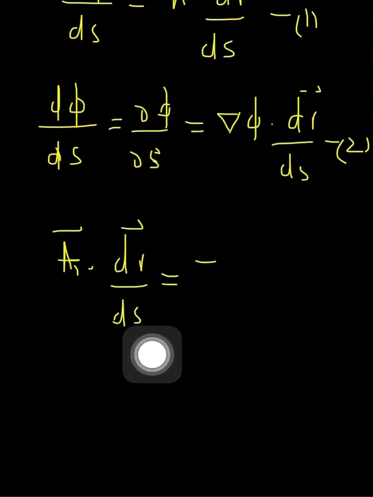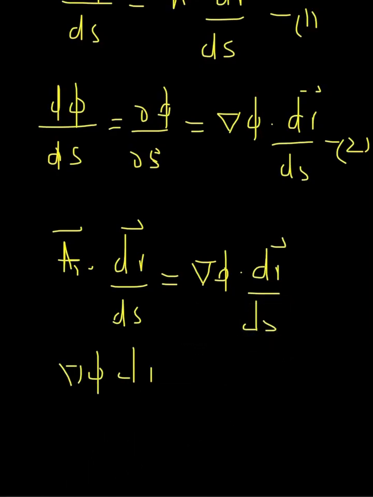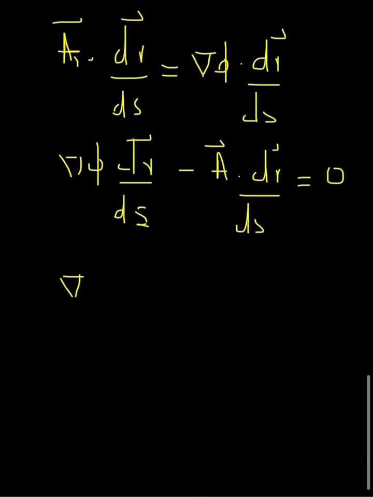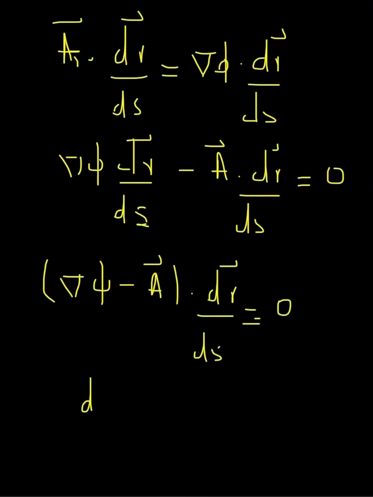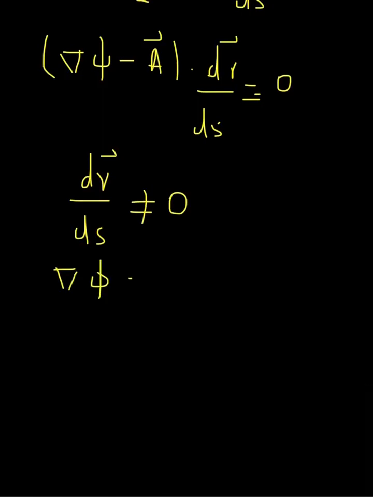So A dot dr over ds is equal to del phi dot dr over ds. That means del phi dot dr over ds minus A dot dr over ds, taking common dr over ds, is (del phi minus A) dot dr over ds. Since dr over ds is the unit tangent vector and is not equal to 0, the above equation becomes del phi minus A equals 0. So that means A is equal to del phi.